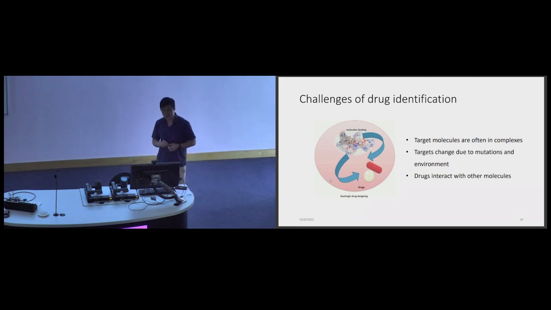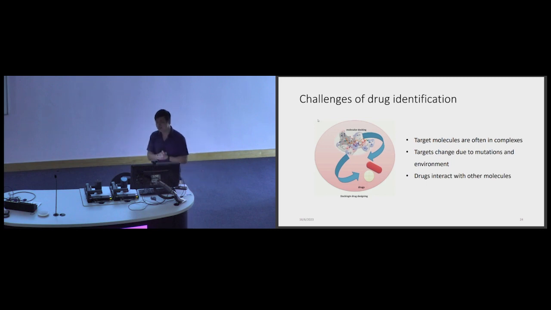Some of the main challenges with drug identification, especially predicting the activity of the drug on the target, is that a lot of these models treat the target molecule and the drug as if they are in isolation, usually in some aqueous solution void of any other proteins. But one thing to remember is that targets often exist in complexes. The target protein might be binding other molecules, and that could change the conformation of the protein.